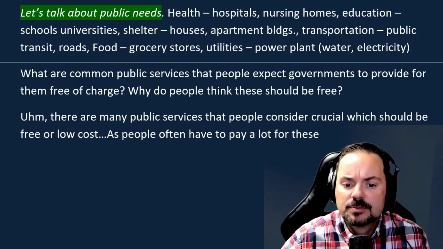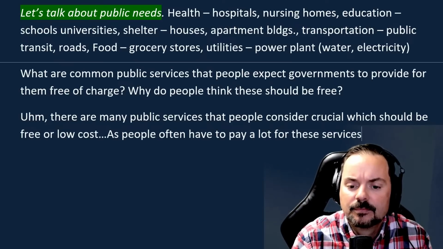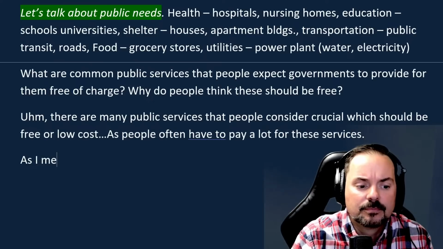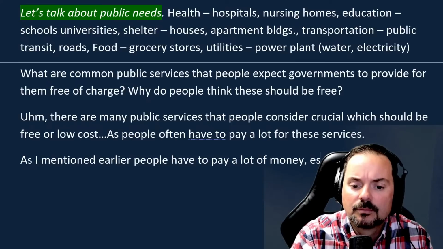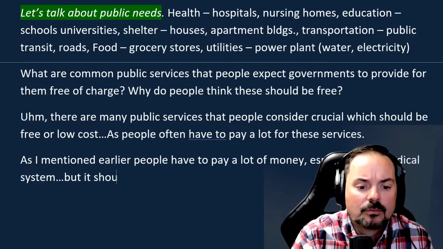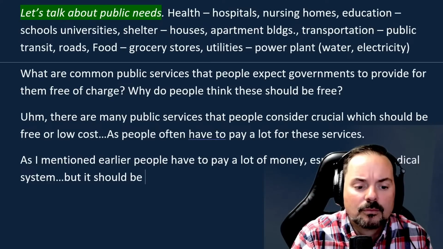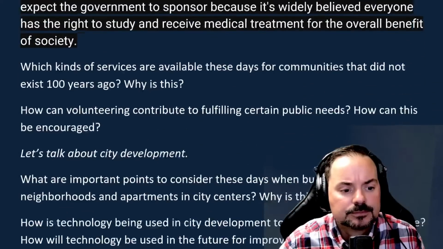Why do people think these should be free? As I mentioned earlier, people usually have to pay lots of money. It costs a fortune to use the medical care system usually, although it should be low cost or even free of charge for people from different kinds of financial levels, and they should not be worried about the money they have to pay for the medical care system or for tertiary education.